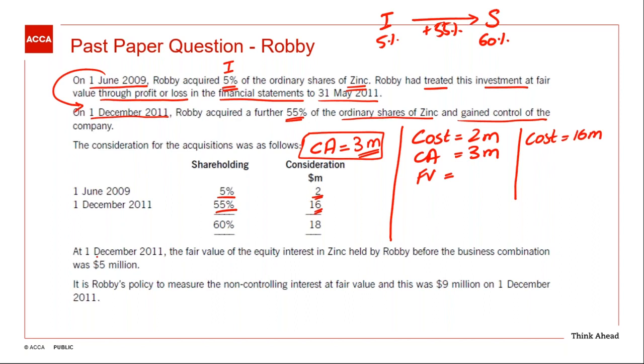Now the question says that on 1st December 2011, this is the date when we have got the control. The fair value of equity interest in Zinc held by Robbie before the business combination was 5 million. This means that the fair value of the old investment is 5 million. So can you tell me the entry? What entry should we be recognizing?